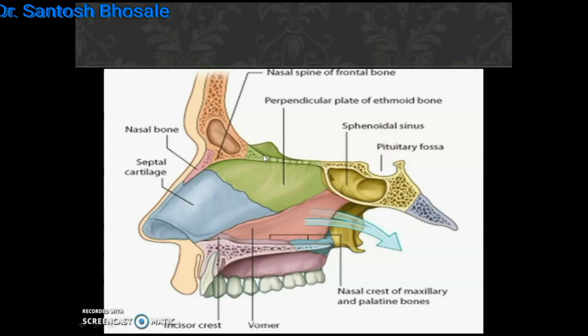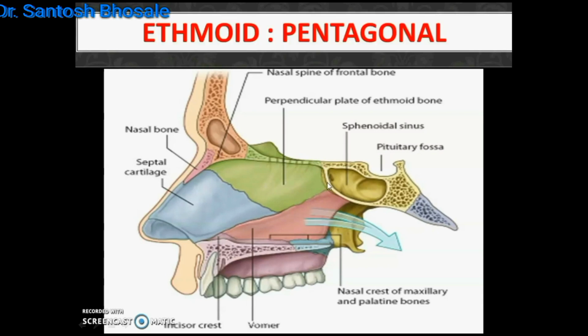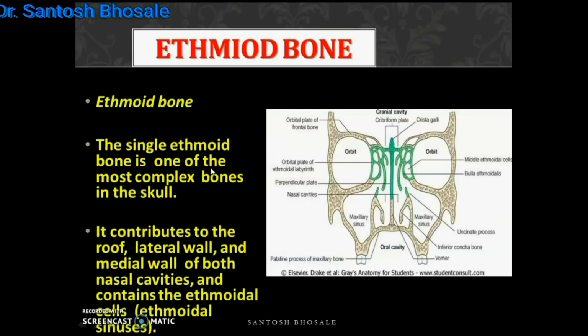You can see the pentagonal perpendicular plate of ethmoid bone there and the quadrilateral septal cartilage. You can see the 5 borders of the perpendicular plate of ethmoid. Above it is related to the cribriform plate, and the perpendicular part forms the nasal septum. This perpendicular plate of ethmoid bone is above related to the cribriform plate, anteroinferiorly to septal cartilage, posteroinferiorly to vomer, and posteriorly to sphenoid.